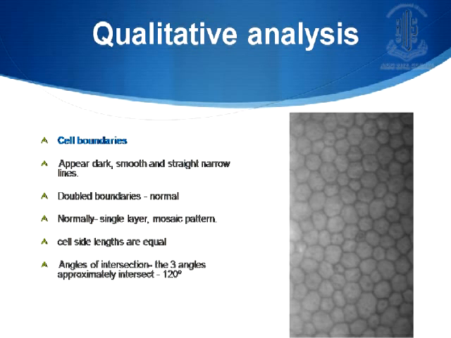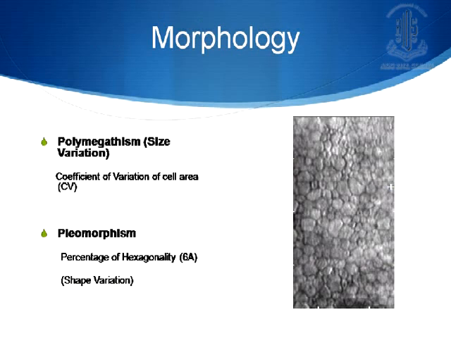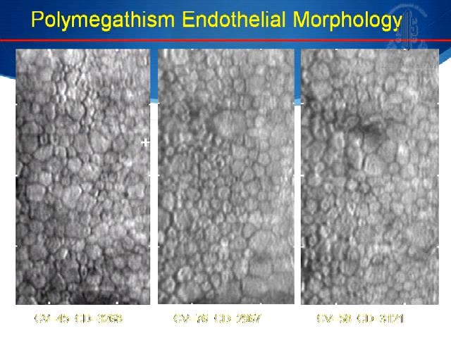And further down the line, you can also evaluate the angles of the intersection, but then that would be going a little too deep as we evaluate the various softwares. So two things to keep in mind are the polymegathism and the pleomorphism. Again, one is regarding the size, one is regarding the shape. And what does it look like? This is just an example to show you where we have corneal density varying from 3000 to 2000, and the variability of the shape and size of the cells.